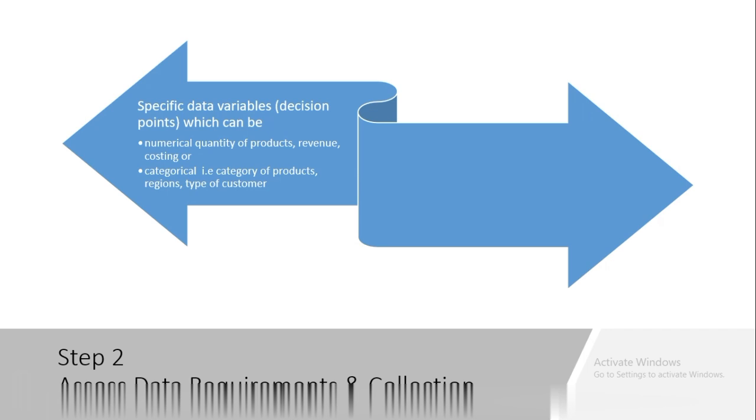Numerical means products, revenue, cost. So in this example, we are now going to make a data variable. So we want to know the products, we want to know the pricing, we want to know the costing of the product. We also want to categorize the product, which category of product are being sold. So when you are defining the data sets of the website, how it collects the data, we are telling the system these are the data variables that we want to collect so that we can make certain decisions.